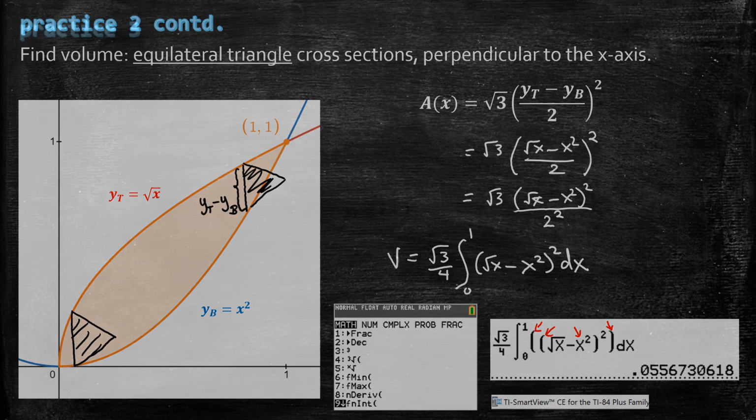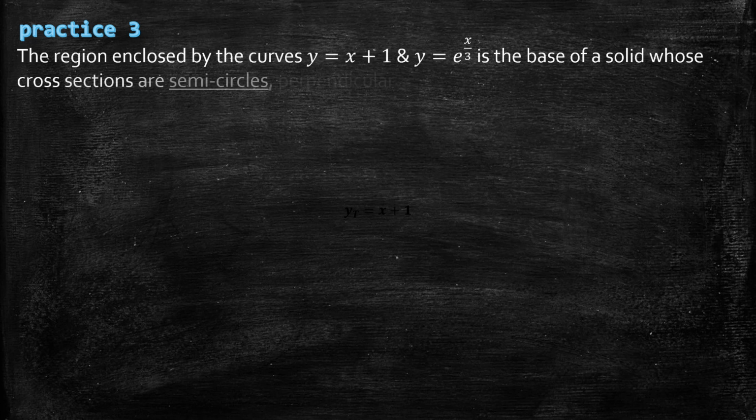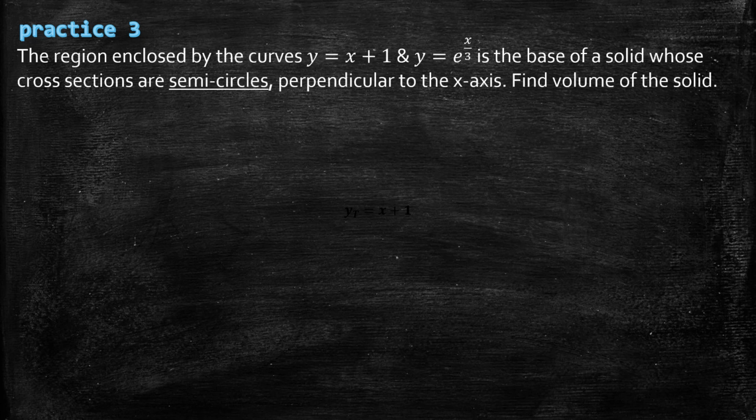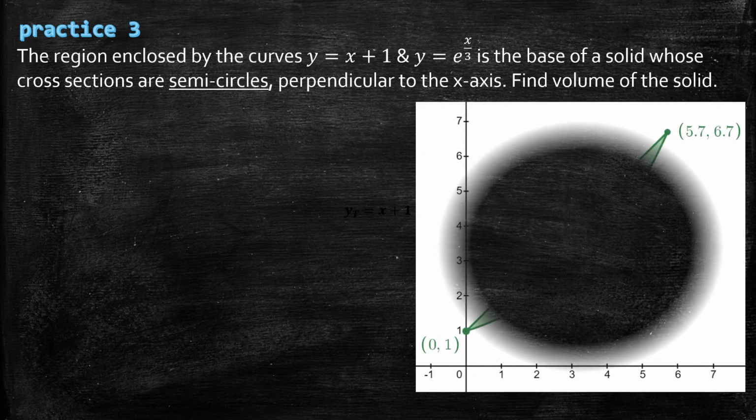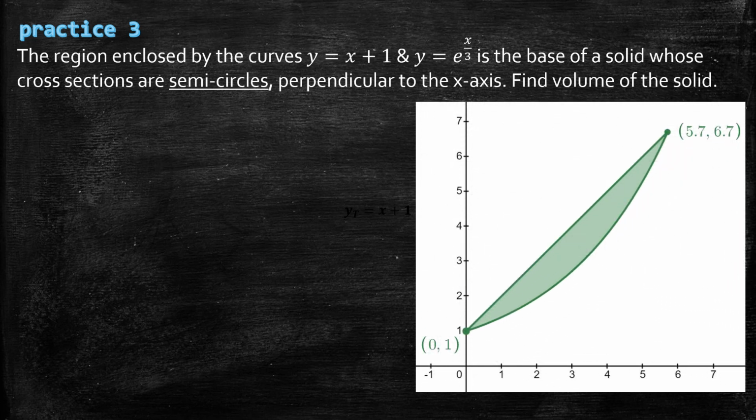So for our third practice problem, we'll switch up the region a little bit and we'll use semicircular cross sections. Once again, perpendicular to the x-axis. I know I keep saying that, but it is an important distinction, and we'll do a couple of cases where it's perpendicular to the y-axis shortly.